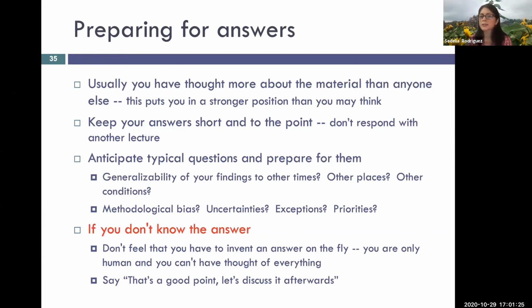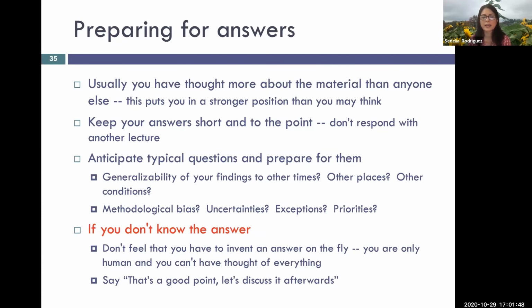Anticipate typical questions and prepare for them. This is very important. You know your topic, so anticipate what some of the questions people might ask. Okay, so: generalizability of your findings to other times, other places, other conditions, methodological biases, uncertainties, exceptions, or priorities.